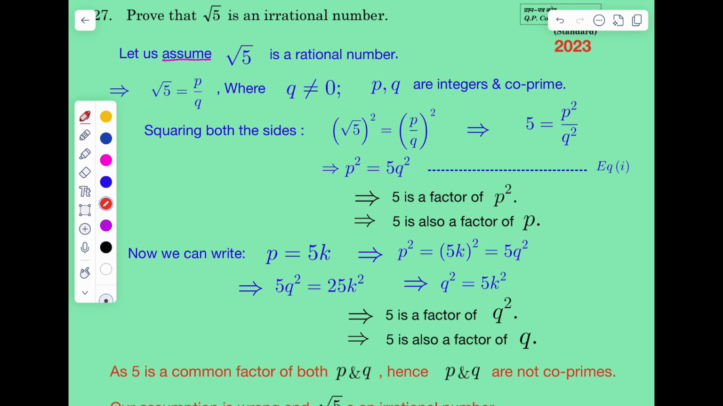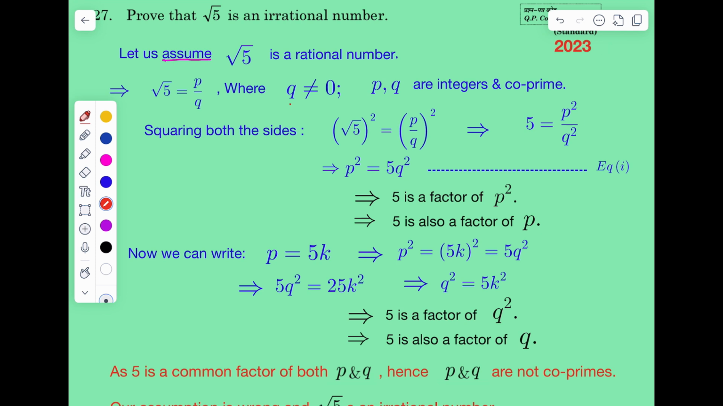So let us assume root 5 is a rational number. Root 5 is equal to p by q, where q is not equal to 0, and p and q are integers and co-prime. Then squaring both sides, we get p square is equal to 5q square. It indicates that 5 is a factor of p square, so 5 is also a factor of p.